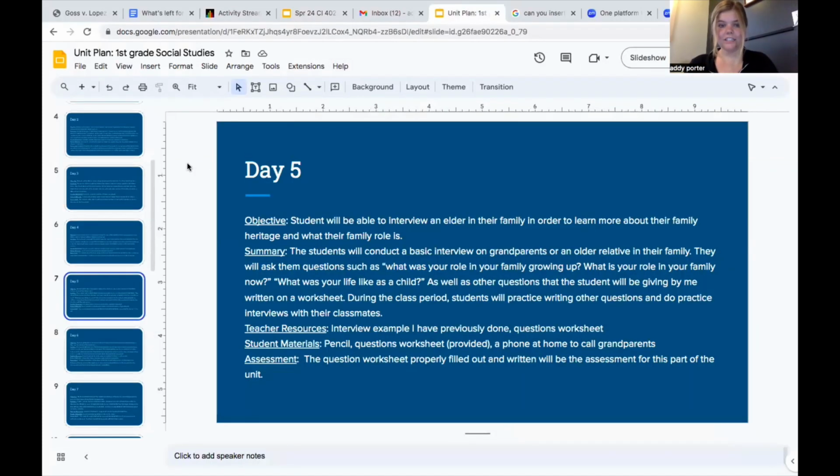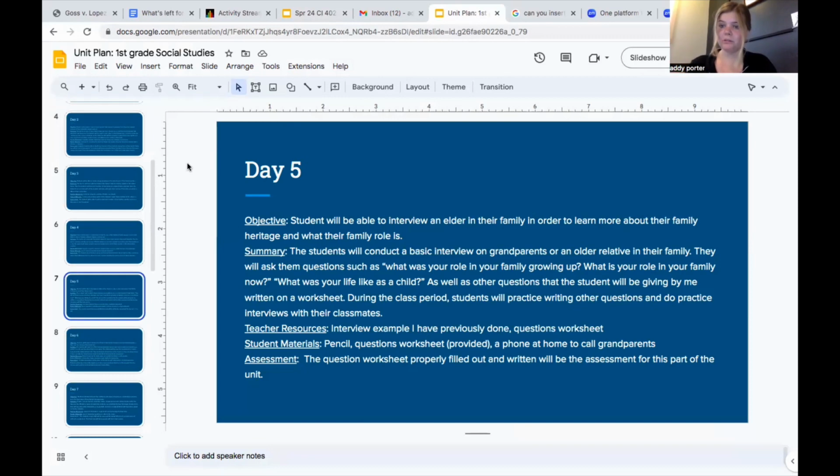All right, this is day 5 of our unit plan. So for this day, we would focus on the students getting to interview one of the elders in their family and finding out what their heritage is, and also asking them questions such as, what was your role in your family growing up? Or what is your role now in your family?